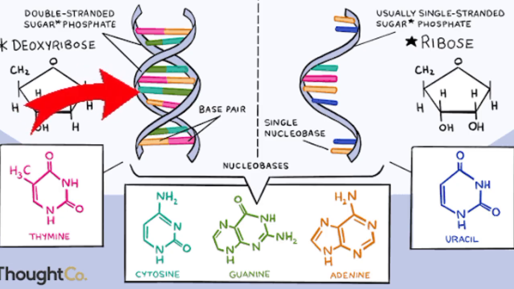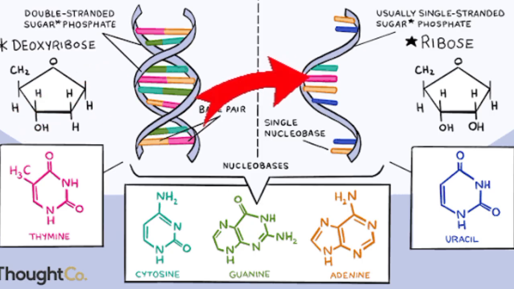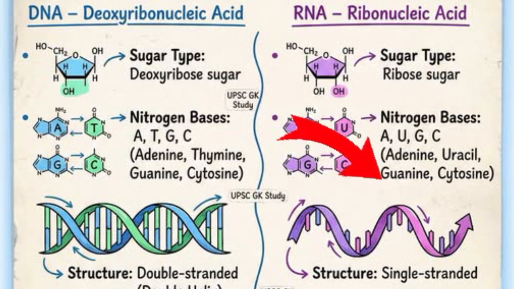The next difference is the structure. Now look at the structure. DNA is generally double-stranded. The two strands are complementary and form a double helix. RNA is generally single-stranded. RNA is not simply a straight line because it is single-stranded and it can fold back on itself and form a complex structure. So usually DNA is double-stranded and RNA is single-stranded.